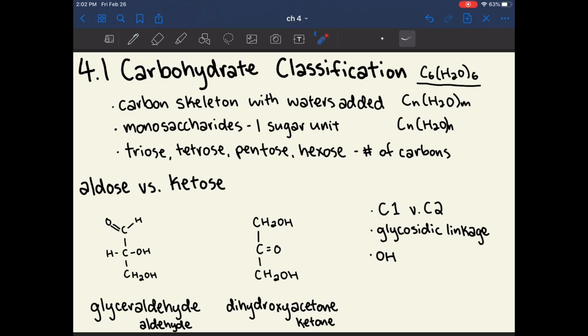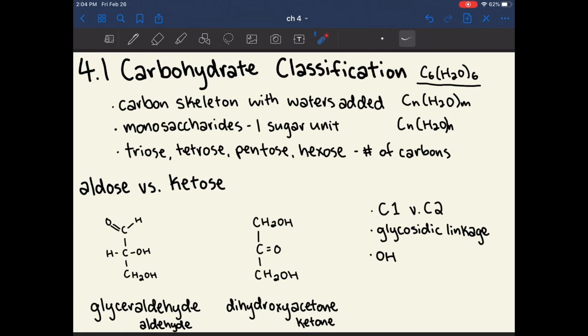We can name carbohydrates based on their number of carbons. So a triose has 3 carbons, a tetrose has 4, a pentose has 5, and a hexose has 6. You rarely ever get above 6 carbons, but it's possible.